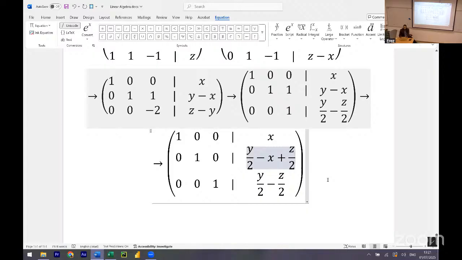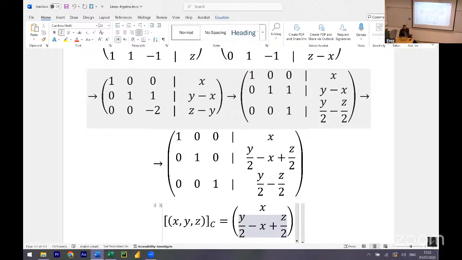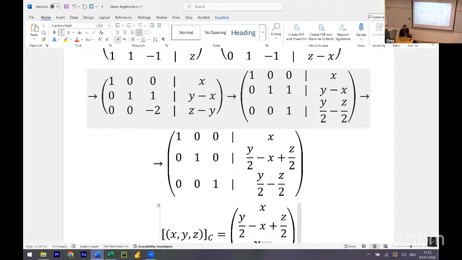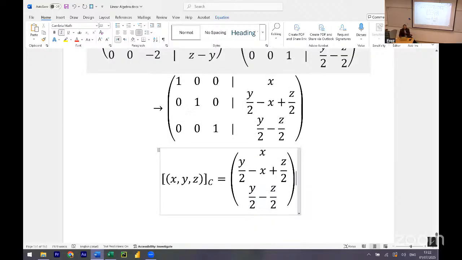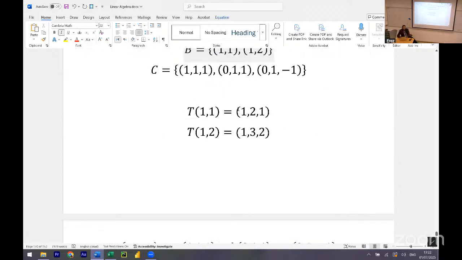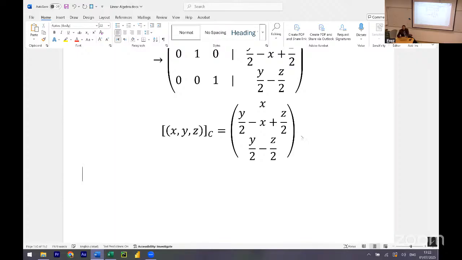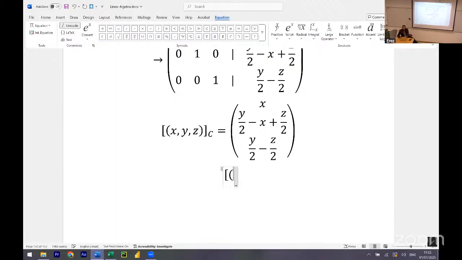And altogether we found that the coordinates of (x, y, z), a general vector, by the base C, are x, y over 2 minus x plus z over 2, and y over 2 minus z over 2. And now that we solved it in general, we can apply it for each vector that we like. We would like to find the coordinates for these two. So now we simply plug it in and get it immediately. So if you follow, what would be the coordinates of (1, 2, 1)?